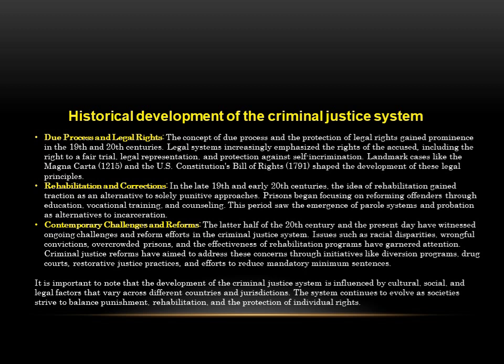Rehabilitation and corrections. In the late 19th and early 20th centuries, the idea of rehabilitation gained traction as an alternative to solely punitive approaches. Prisons began focusing on reforming offenders through education, vocational training, and counseling. This period saw the emergence of parole systems and probation as alternatives to incarceration.